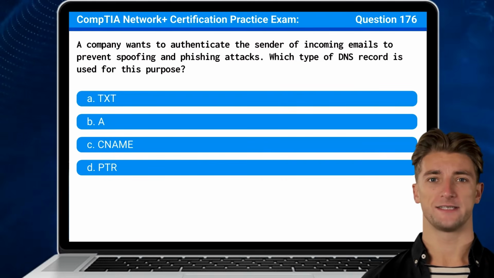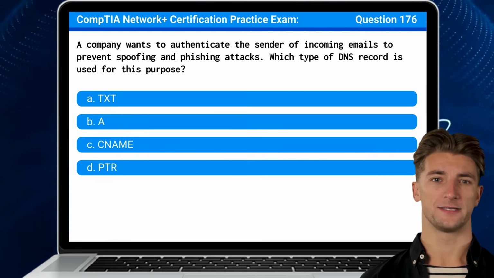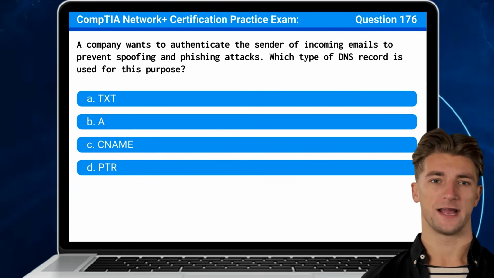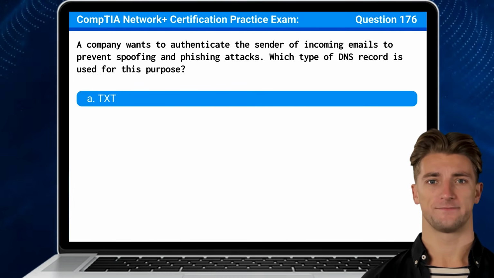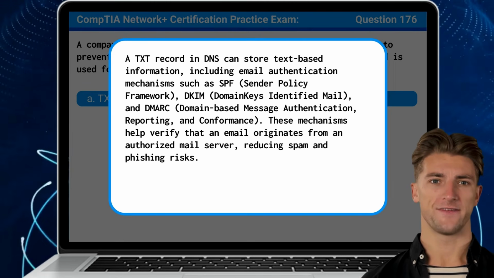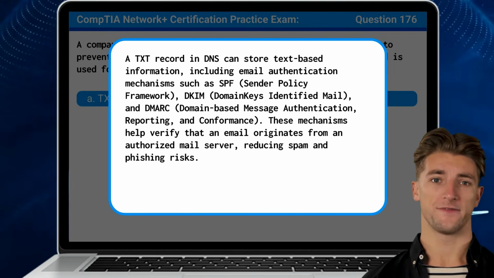Question 176. A company wants to authenticate the sender of incoming emails to prevent spoofing and phishing attacks. Which type of DNS record is used for this purpose? The answer is A. TXT. A TXT record in DNS can store text-based information, including email authentication mechanisms such as SPF, Sender Policy Framework, DKIM, Domain Keys Identified Mail, and DMARC, Domain-Based Message Authentication, Reporting, and Conformance. These mechanisms help verify that an email originates from an authorized mail server, reducing spam and phishing risks.